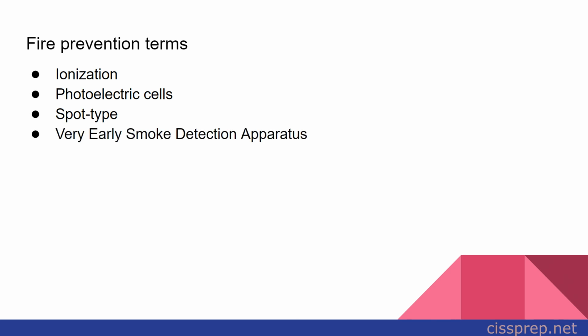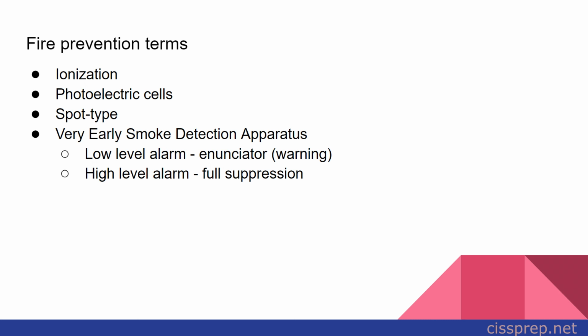You have something called VESDA, or Very Early Smoke Detection Apparatus. So there's 2 alarm levels. We have low, which triggers an enunciator or a warning light, and then there's high, which would start the full suppression system. And these are installed in the plenum space. That should be a sub-bullet. Sorry about that. And then we have the classifiers.